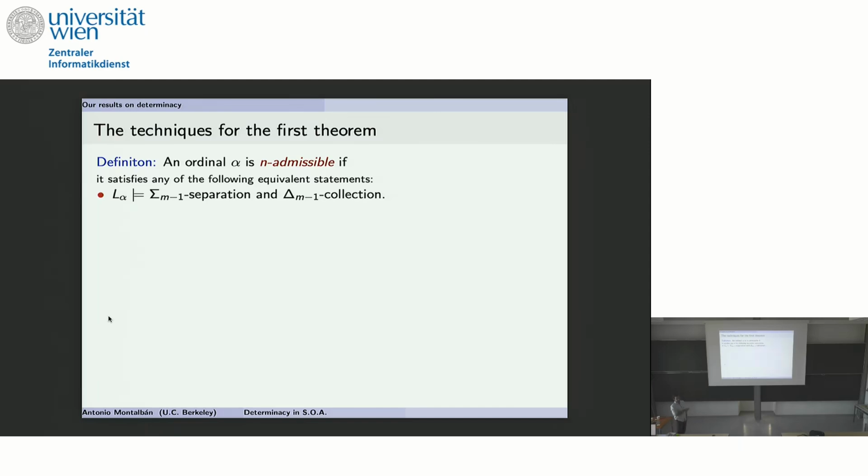M equals n, yes, a good point. Thank you. Always m equals n. No. That will be confused. Yes, that's a good point. Yes, this m and this n are the same. That's the same thing.